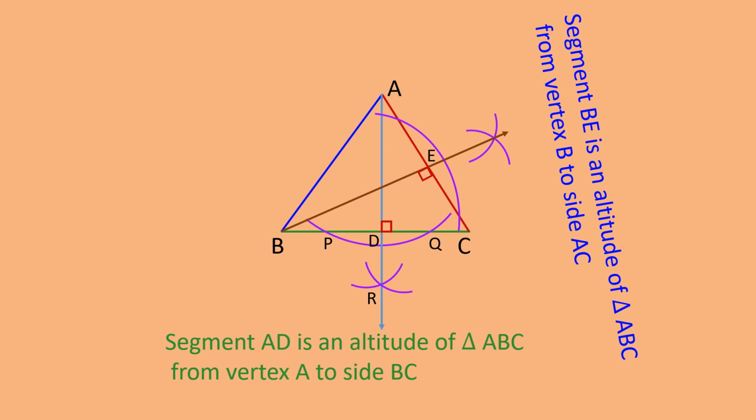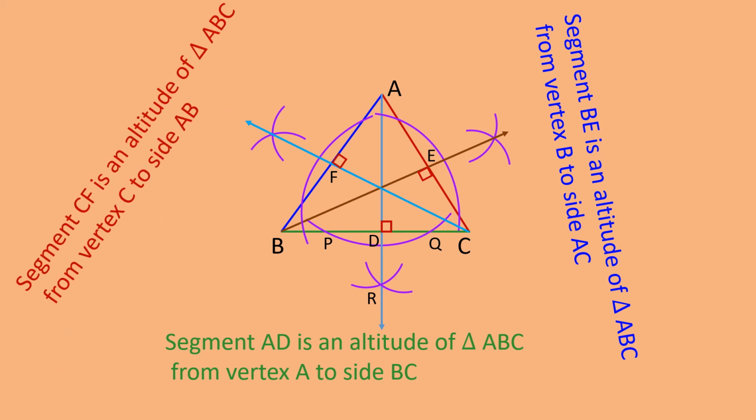Same method we're going to repeat from point C. The arc will be drawn and then the smaller arcs will be drawn and then the line will be drawn which will intersect side AB at point F. So we can say that CF is an altitude of triangle ABC from vertex C to side AB.